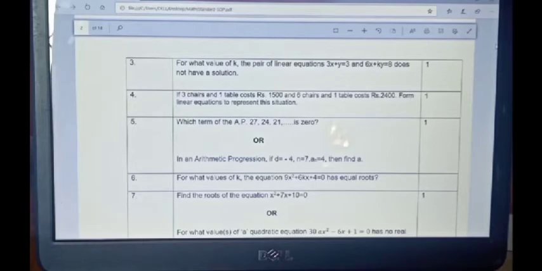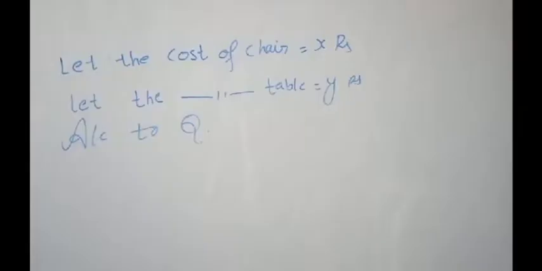Next, come to the fourth question. If 3 chairs and one table cost rupees 1500 and 6 chairs and one table cost rupees 2400, form linear equations to represent these situations. Here two situations are given, and we have to form linear equations. The condition is 3 chairs and 1 table. So let the cost of a chair be x rupees and the cost of a table be y rupees. So here I am taking chair is equal to x, table is equal to y.